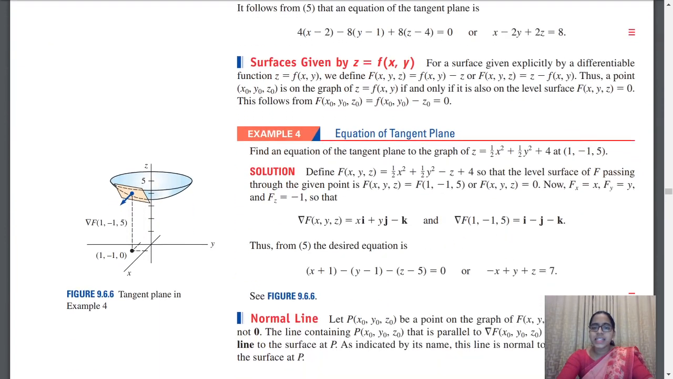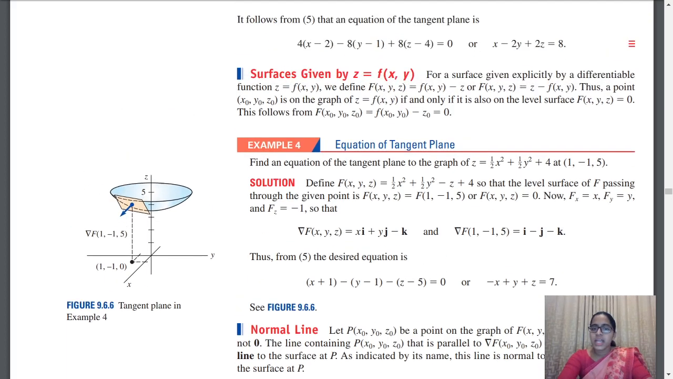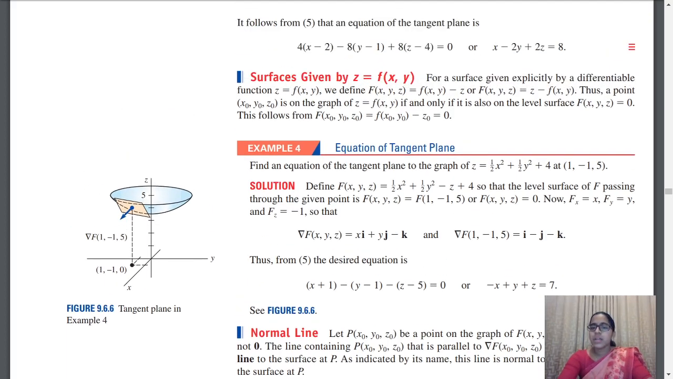So let us see the next example, example 4. We are asked to find an equation of the tangent plane to the graph of z equal to 1 by 2 x square plus 1 by 2 y square plus 4 at the point (1, minus 1, 5). So what is the basic difference between this example and the previous one? In this example, we are asked to find the tangent plane to the graph of the surface given by z equal to 1 by 2 x square plus 1 by 2 y square plus 4, and in the previous case, we had x, y, z everything on one side.